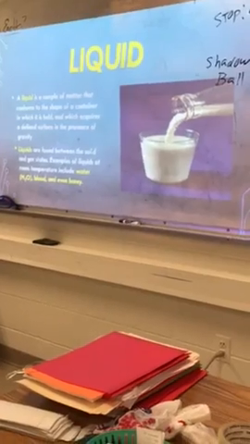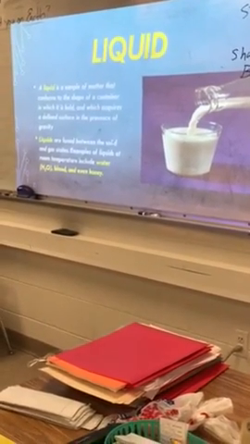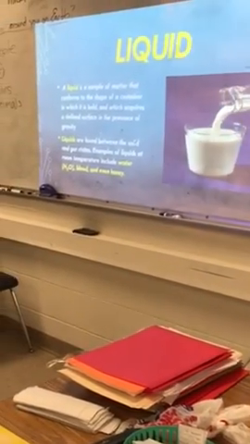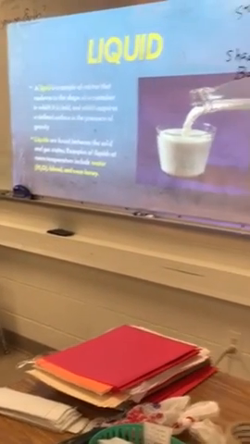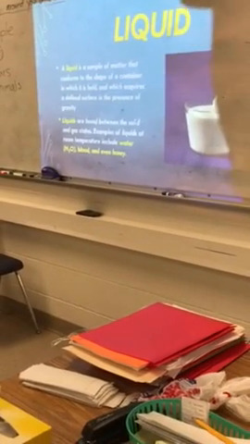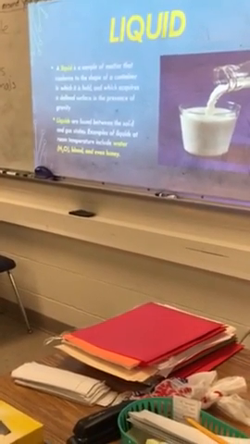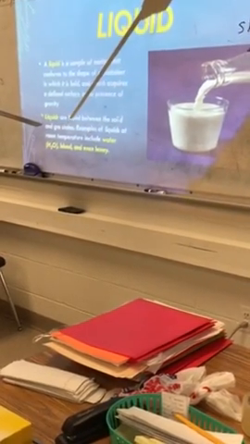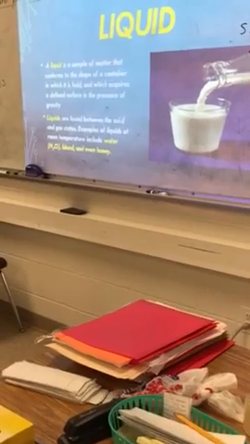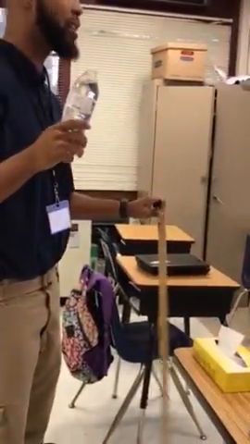All right, liquid. What is a liquid? A liquid is a sample of matter that conforms to the shape of a container in which it is held and which acquires a definite surface in the presence of gravity. So if you think about it, liquids are found between the solid and gas states. Examples of a liquid at room temperature: one of our examples today is water. It says water, blood, and even honey. Anything soft, liquidy like that consists of matter.